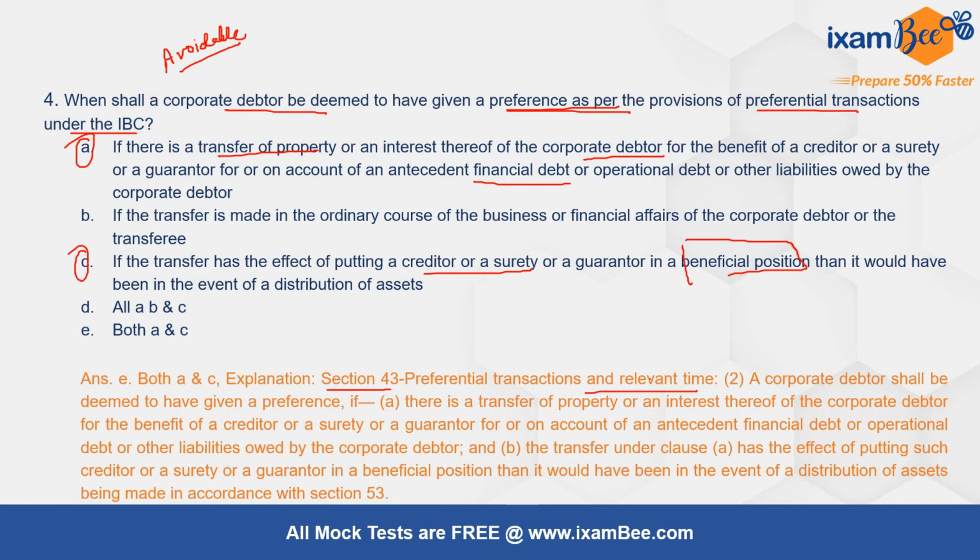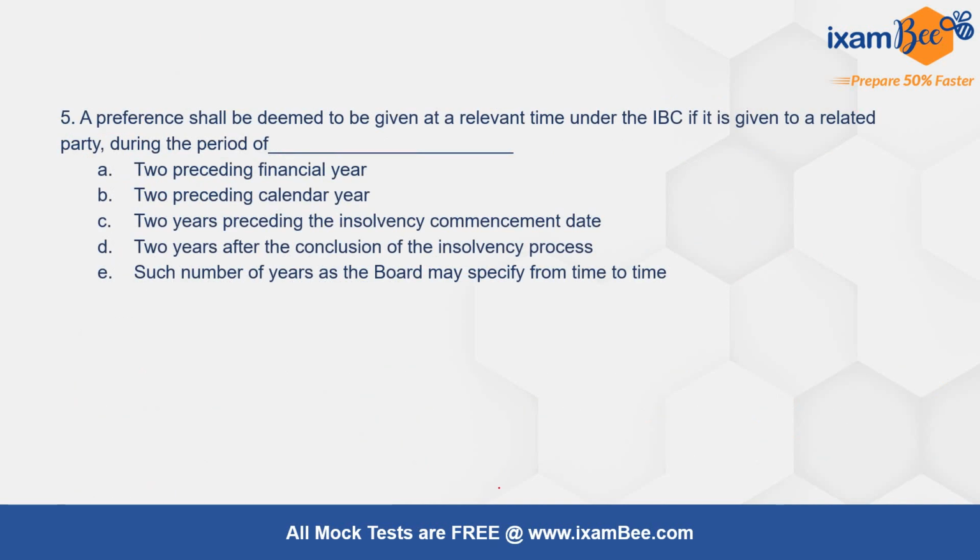अब ये जो सारे टाइप के transactions हैं, avoidable transactions हैं, preferential, undervalued और the extortionate one, इसमें relevant time भी बहुत important है कि कब से consider किया जाएगा एक particular transaction को falling into these categories. So preference shall be deemed to be given at a relevant time under the code if it is given to a related party during the period of.